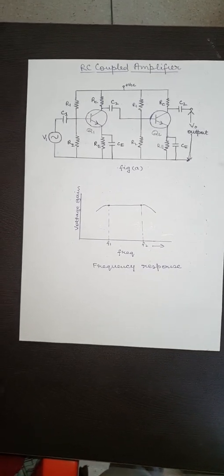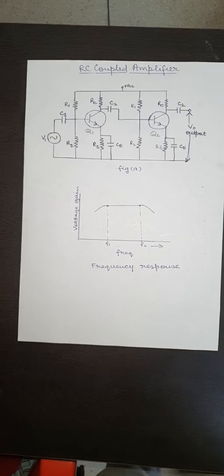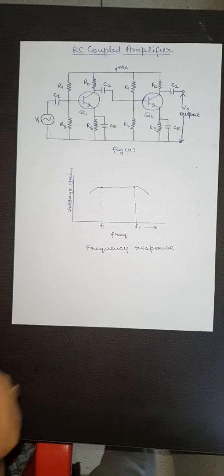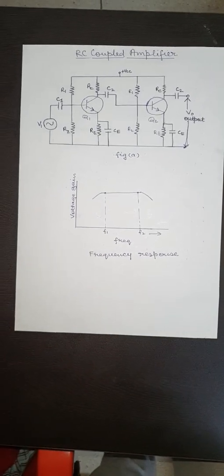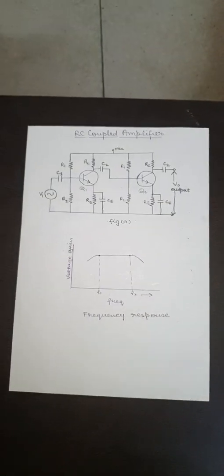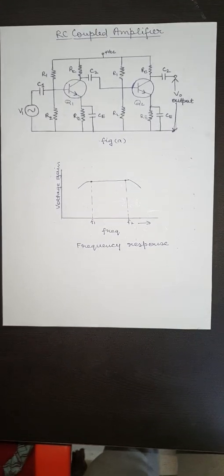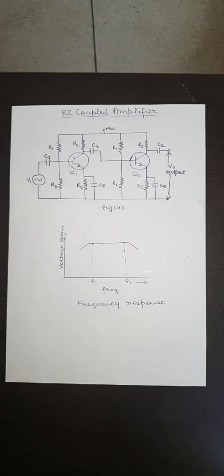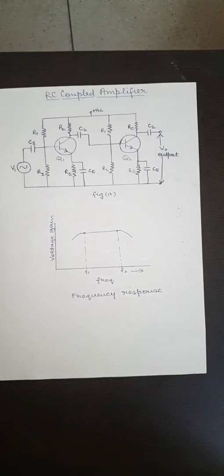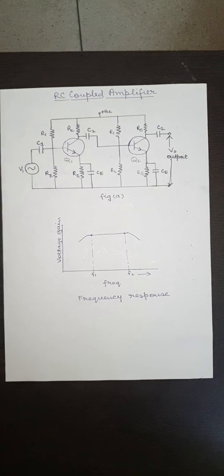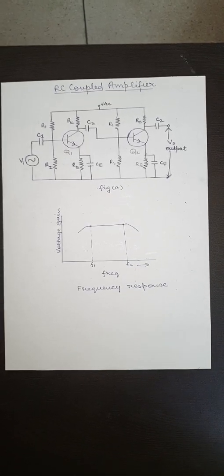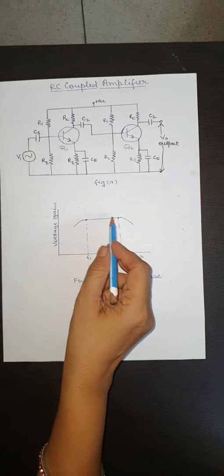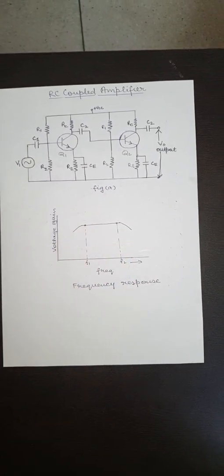Frequency response curve of the RC coupled amplifier. The typical frequency response curve of an audio amplifier is shown in this figure. The frequency response curve is a graph of amplifier gain versus frequency of the input signal. The practical frequency response can be divided into three regions as follows: low frequency region, mid frequency region and high frequency region.